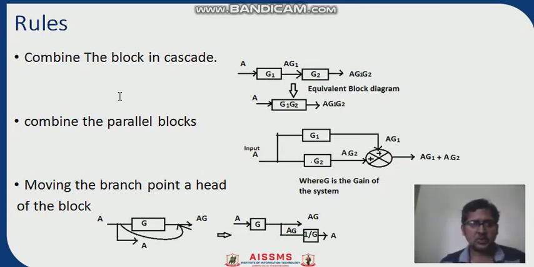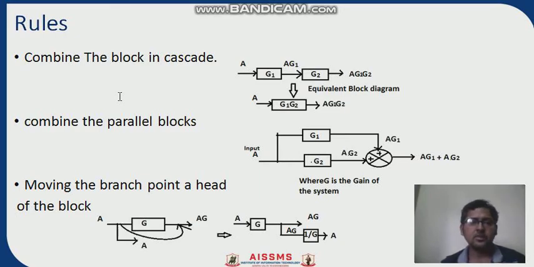Similarly, the second rule is to combine parallel blocks. Here we can see that the input A goes to G1 and G2, and both blocks are in parallel, giving AG1 and AG2. The output of the summing point can be represented as AG1 plus AG2. So the parallel block outputs are directly combined.